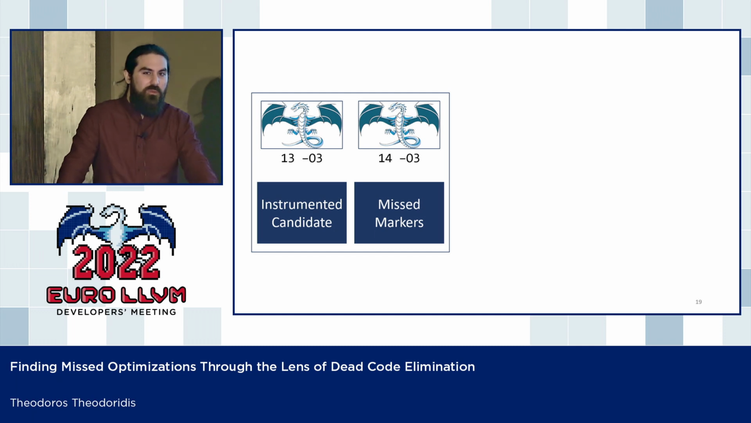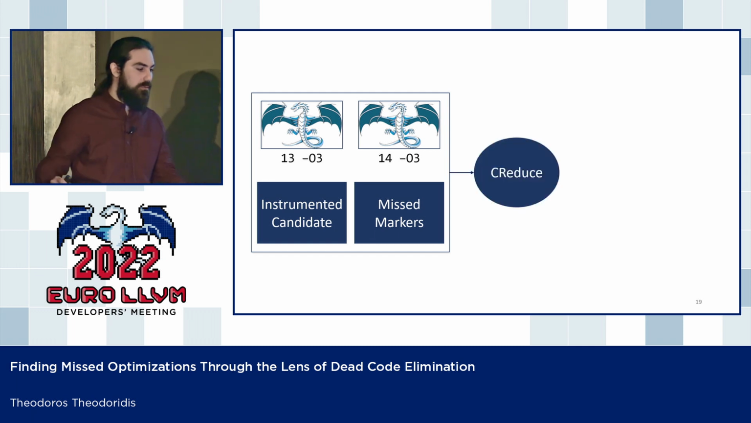The problem here is that we have a very big test case. We have several hundred or several thousands of lines of C code. And obviously, this is not something that's easy to understand or actionable. We cannot report such a thing. So what we need is a smaller version of this that has the same property, so this difference in missed markers. And for this, we use C-reduce.